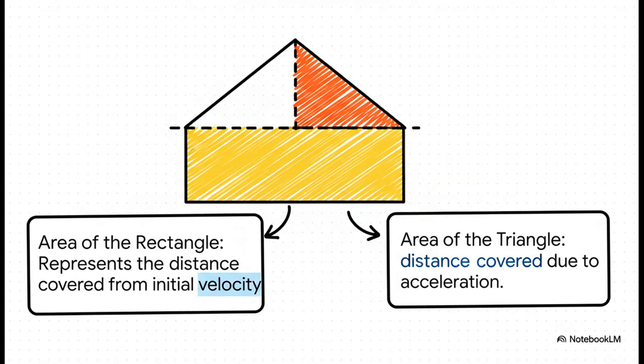Now, this weird trapezoid shape might seem tricky to calculate, but we can break it down into two super simple shapes we all recognize: a rectangle on the bottom and a triangle sitting on top. Think of it this way. That rectangle's area, that's the distance the object would have gone if it never sped up, if it just kept its starting speed. And the triangle? That's all the extra distance it covered because it was accelerating.